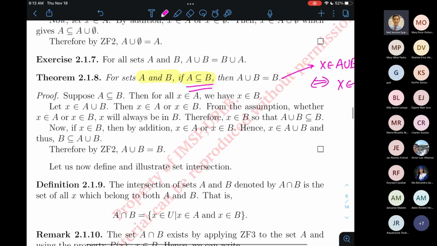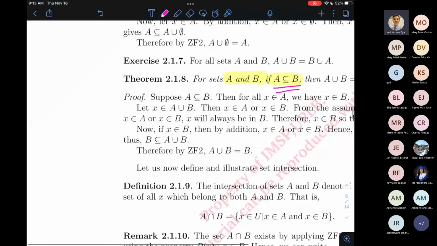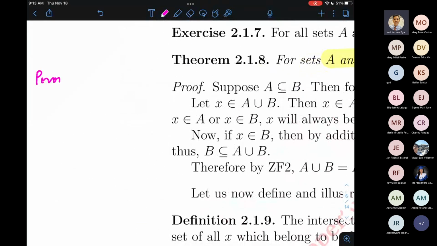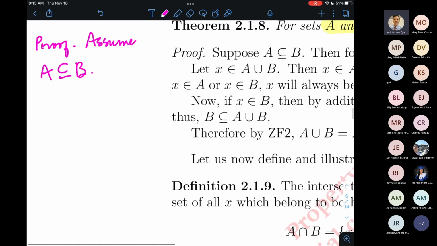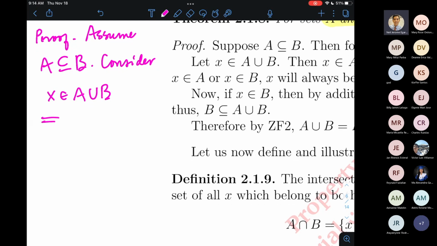All right? Now, let's try to write the proof here, though nandiyan na yung proof sa gilid, but let's recreate the proof, right? So again, our assumption here is that A is a subset of B. And we want to show the equality of two sets. But again, the axiom of extensionality gives us a nice way on how to prove equality of two sets, right? So first, I'll consider an arbitrary element of the first set, A union B, all right?